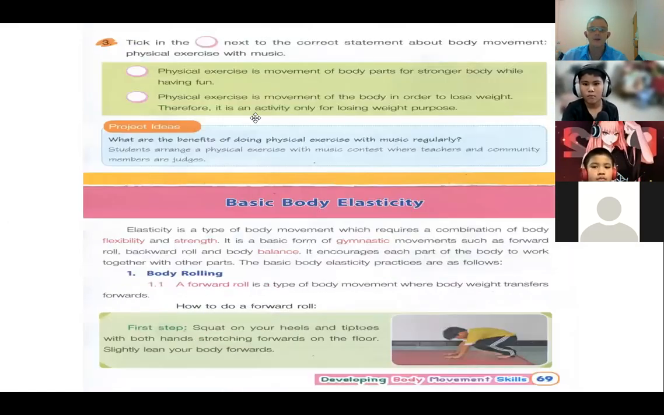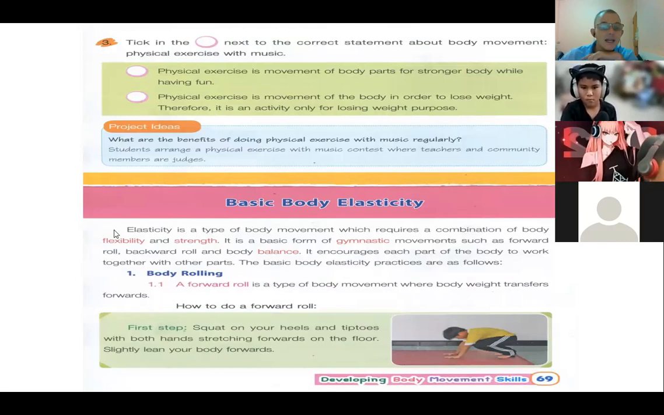Let's look at a type of body elasticity exercise. So how we can do body rolling. It's the start of elasticity to make your body be able to bend more. Some people can only bend their neck till there, but if you do exercise, you can bend it to there.